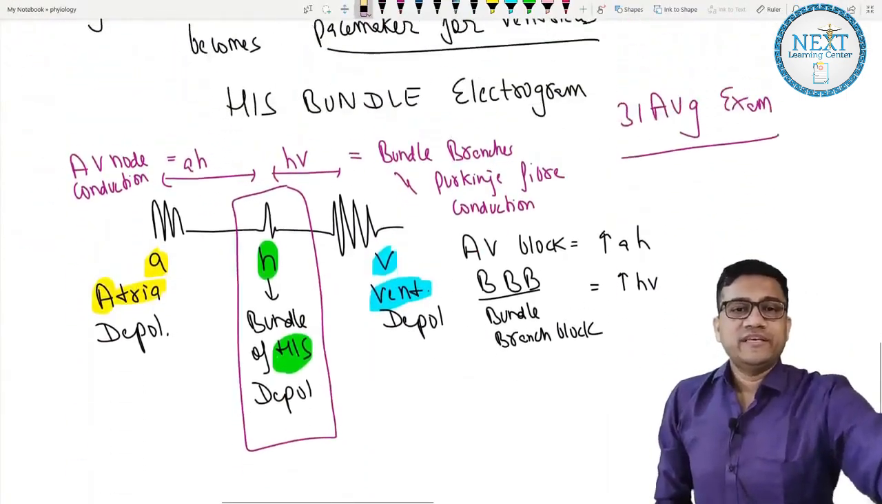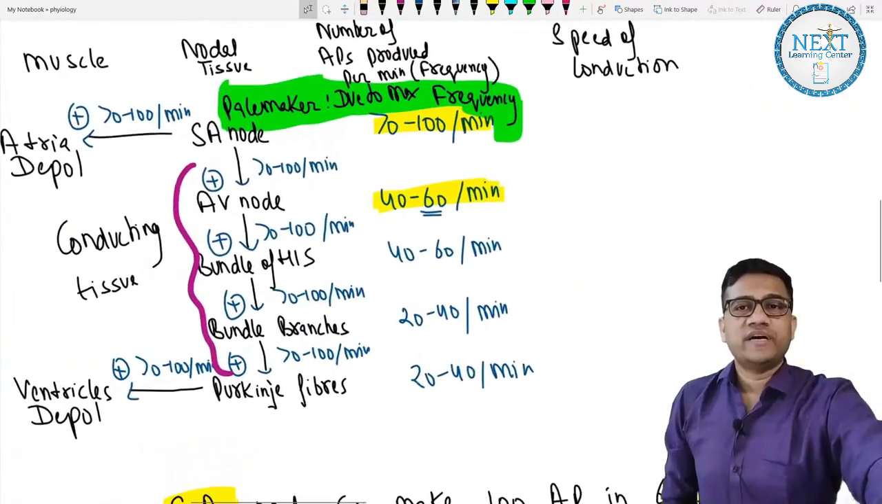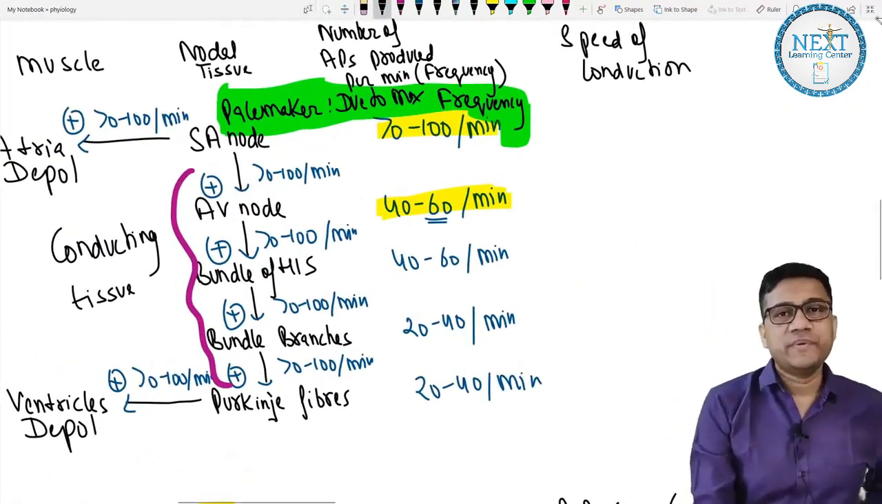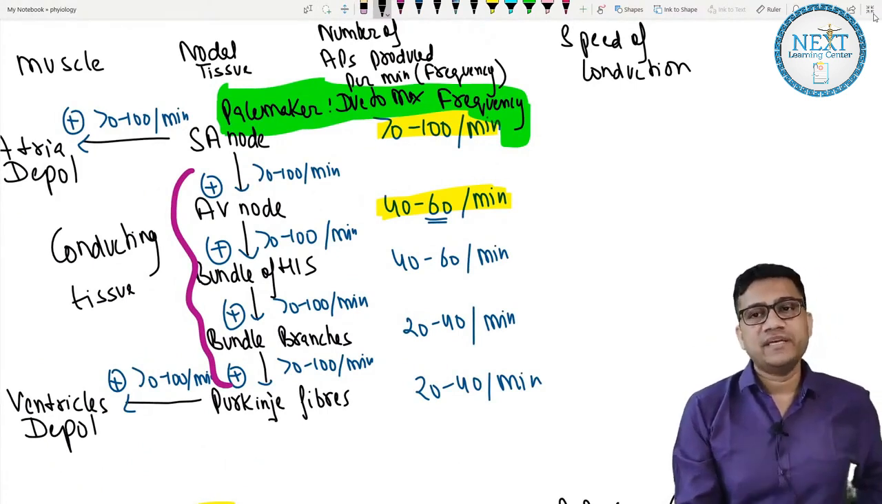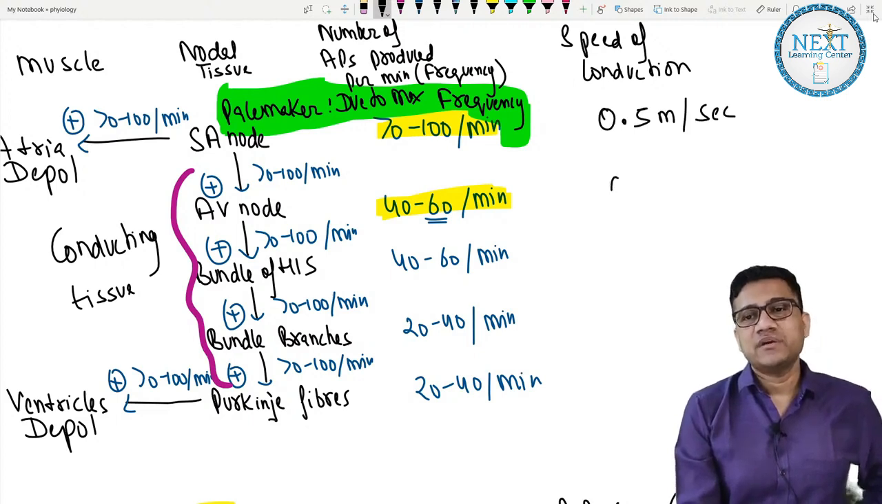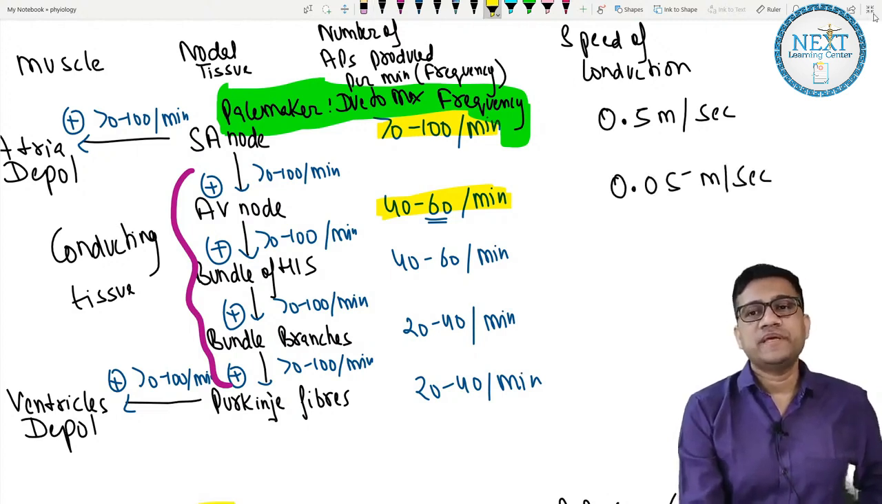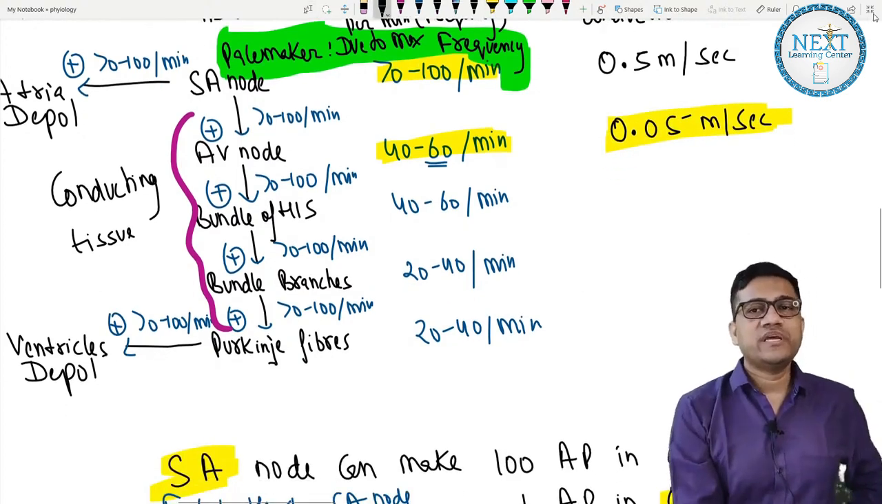So next we see the speed of conduction. What is the speed with which the fibers conduct? Again, you don't need to remember anything, just remember the highlighted. This is 0.5 meter per second. This AV is 0.05 meter per second. Please remember this speed. It is asked in the exam. The rest you can ignore.